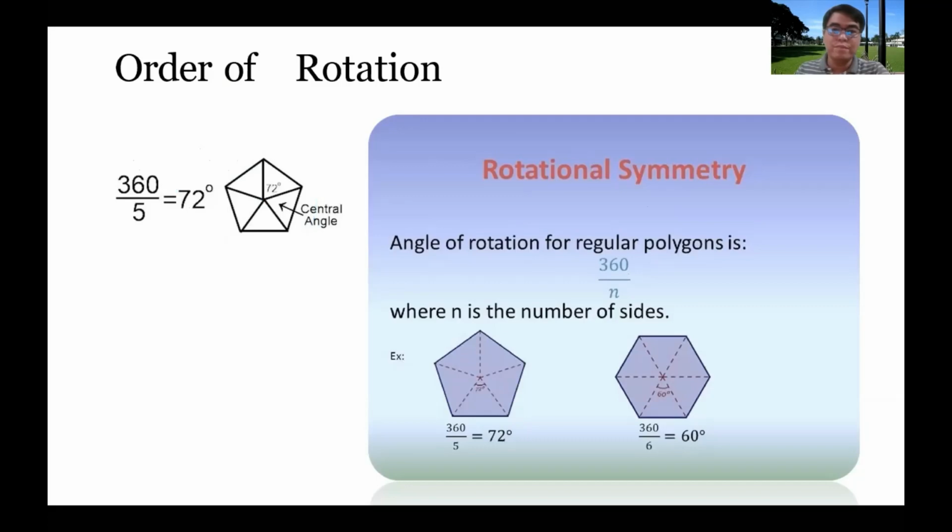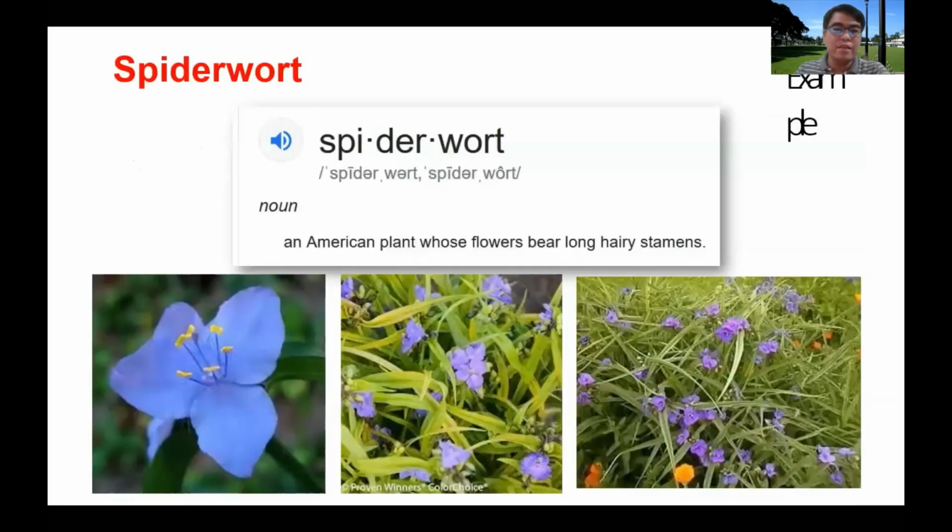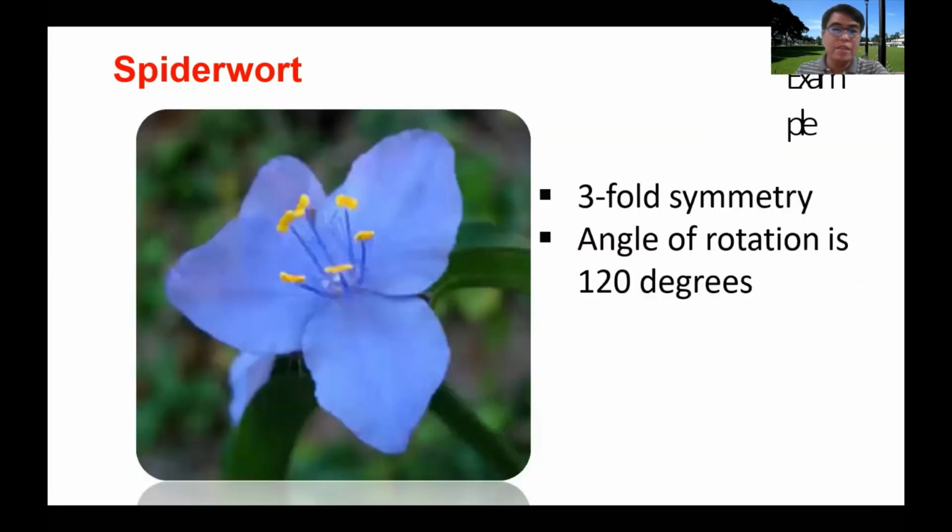Moving on, we see these beautiful examples of figures or shapes in nature. The spiderwort is an American plant whose flower bears long hairy stamens, and we could see that this flower has a threefold symmetry, an angle of rotation of 120 degrees. Again, 360 divided by 3, 120 degrees.